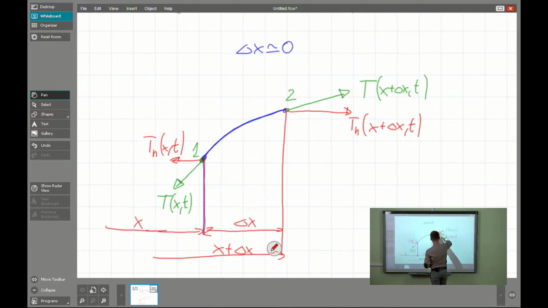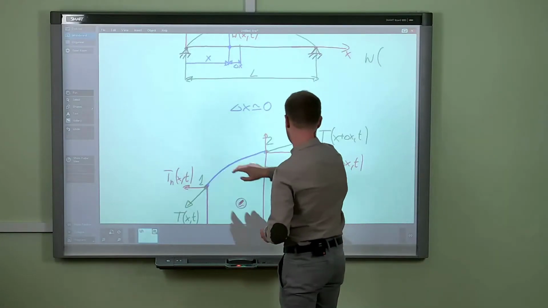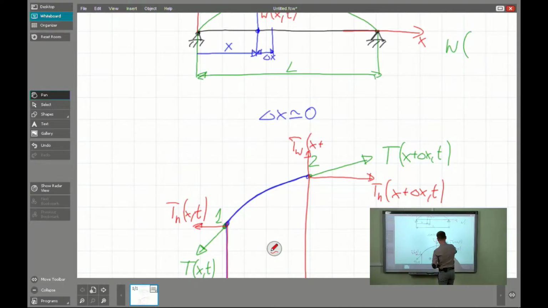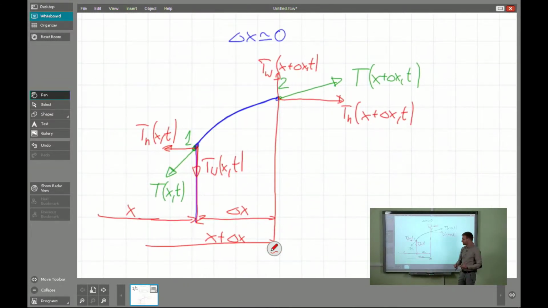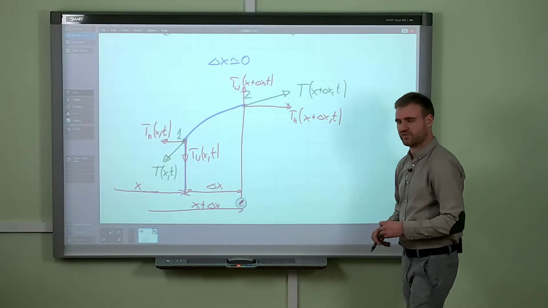And second thing, it's obvious, we also have the vertical force. I will denote that thing as T_W. We have T_W at the point x plus dx and t, and here we have T_W at the point x and t, which is facing downward. Let's consider the equations of equilibrium.